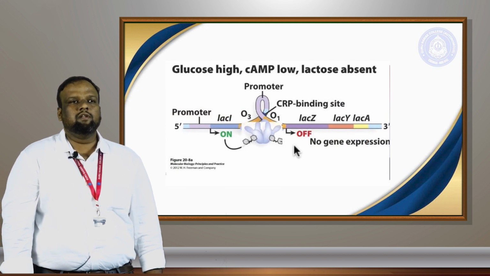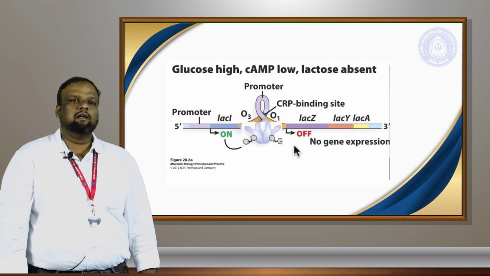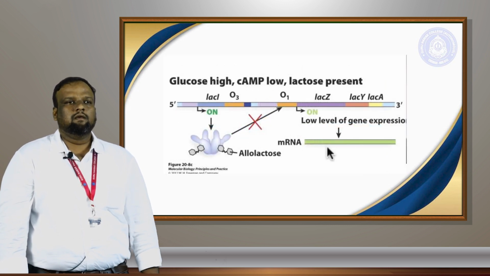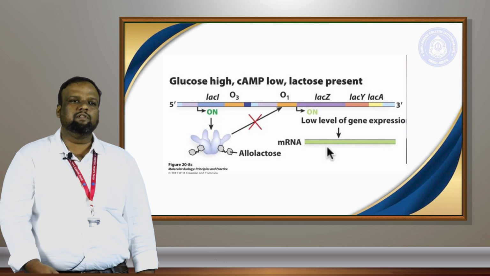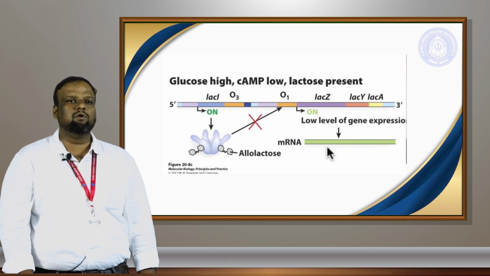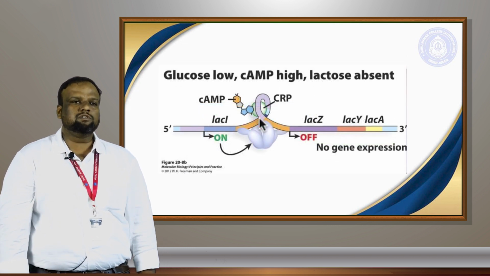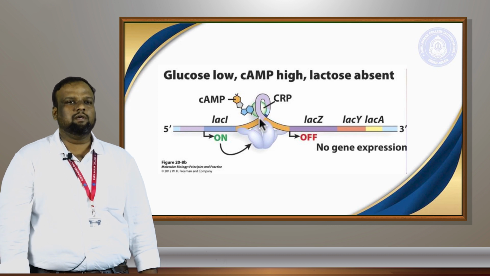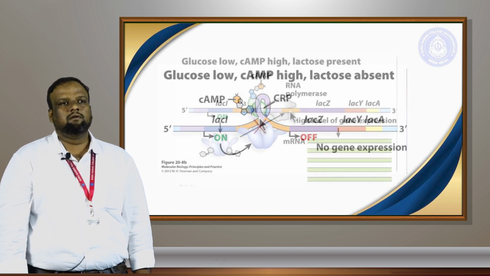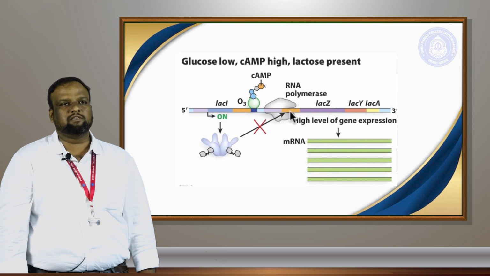And to summarize, when you have a high level of glucose and absence of lactose, you will find there is no gene expression. And when glucose is high and lactose is present, this allolactose molecule will act as an inducer to bind with the repressor protein, and you will have a low level of gene expression. When glucose is very low, the cAMP-CRP complex will bind to the CAP site, and when lactose is absent, there won't be any gene expression. When glucose is low and lactose is present, you will have a high level of gene expression.